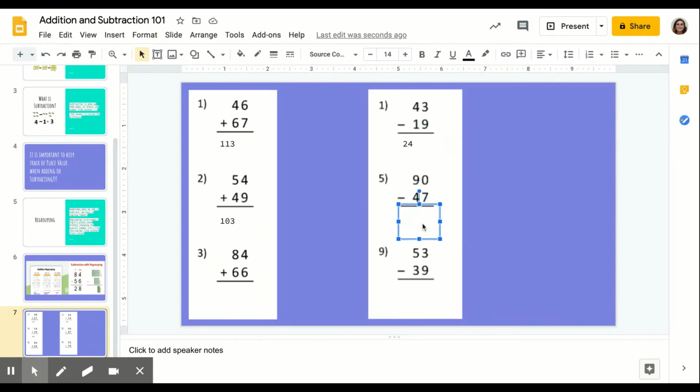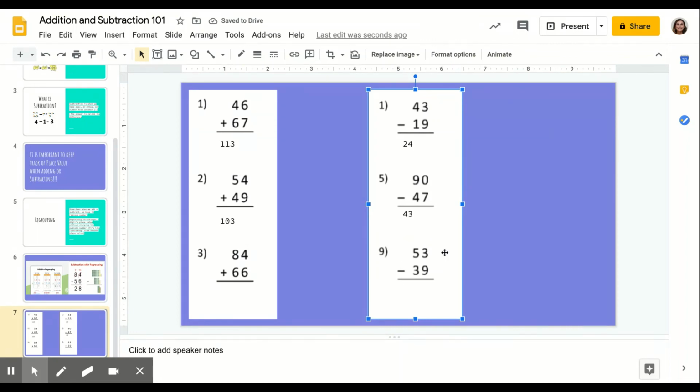Last one I'll do with you guys. 90 minus 47. Of course, I can't subtract 7 from 0. So I'm going to borrow from the tens place. This becomes 10. So 10 minus 7 is 3. The 9 becomes an 8. 8 minus 4 is 4. So my difference is 43.